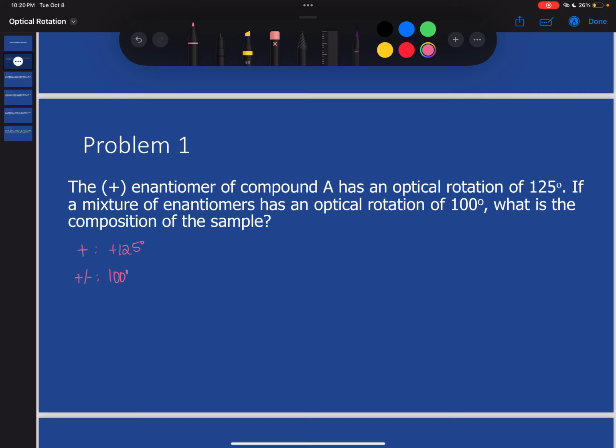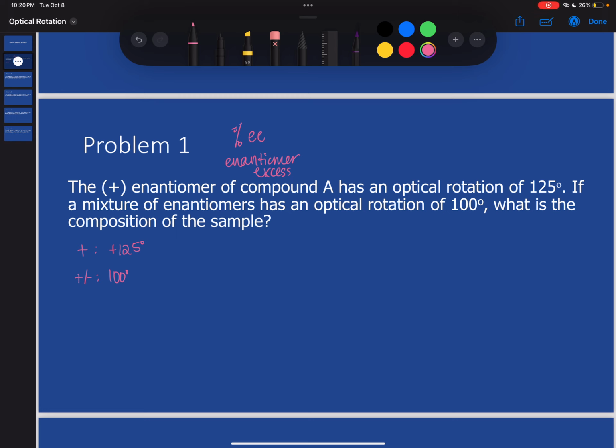In order to solve this, we need to determine the EE of the solution, or the enantiomeric excess. What this equation is going to tell us is how much more of one enantiomer there is over the other. It doesn't tell us exactly how much of our predominating enantiomer there is. It just tells you how much more you have.